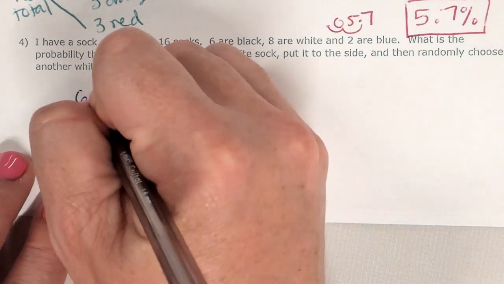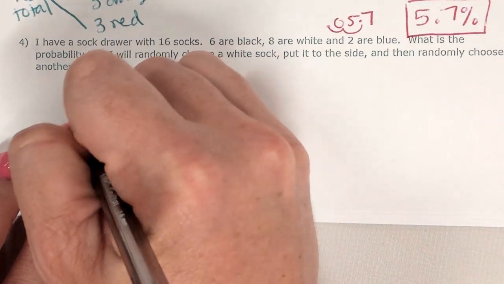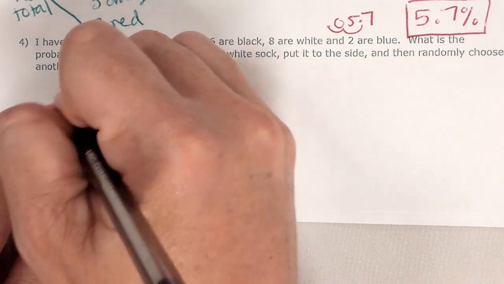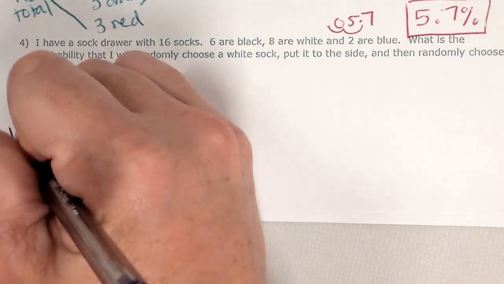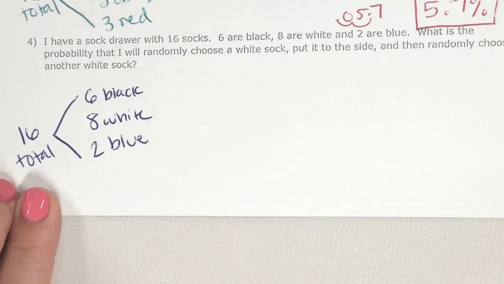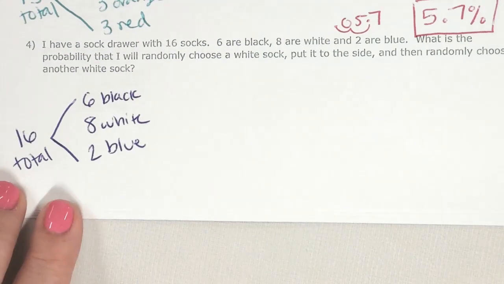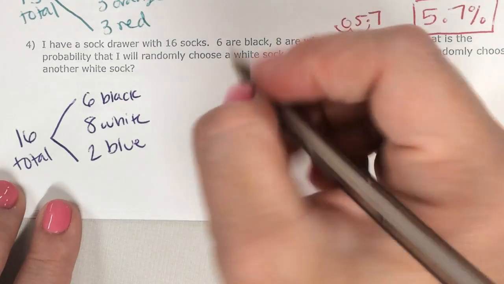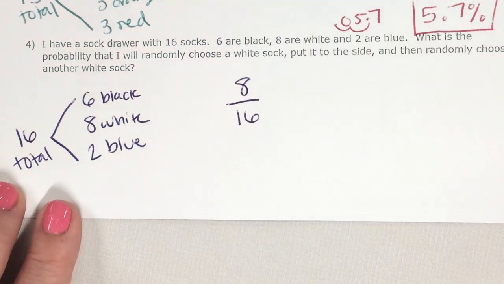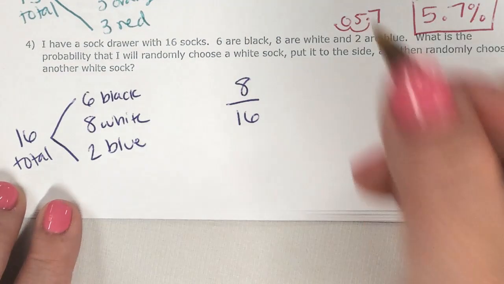So I have a sock drawer with 16 socks. I have 6 black, 8 white, and 2 blue. And it already told me I have 16 total, so I don't have to add them. It says, what is the probability that I will randomly choose a white sock? So how many white socks do I have? 8. Out of 16.